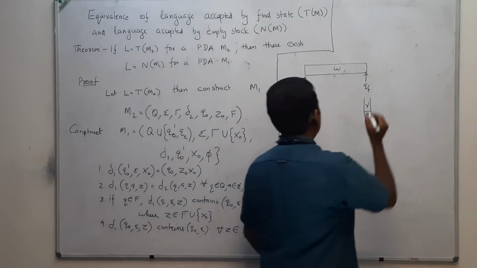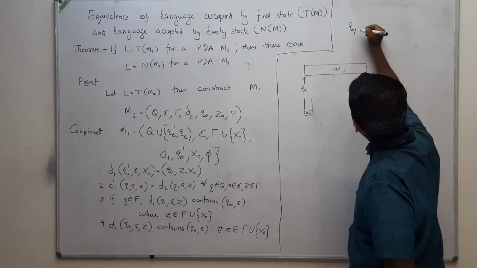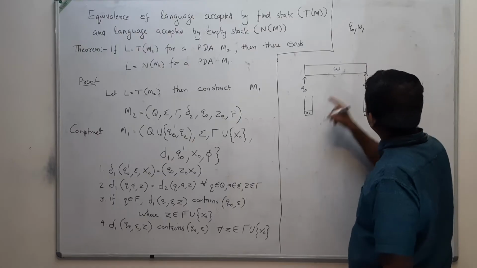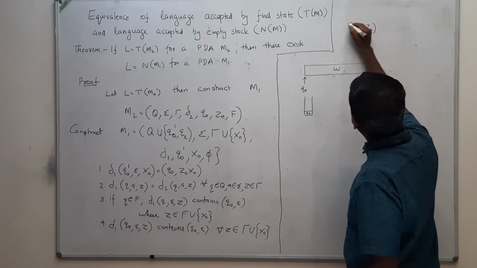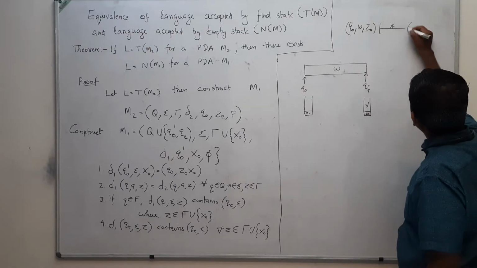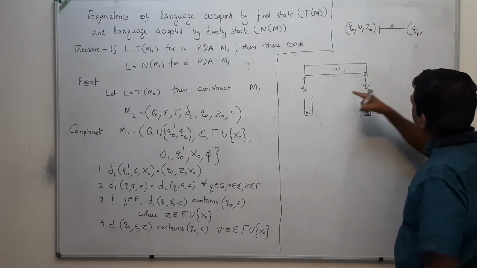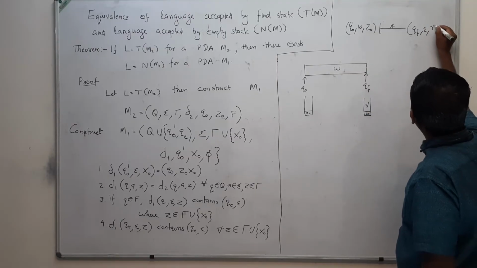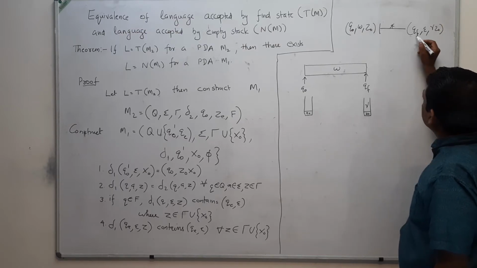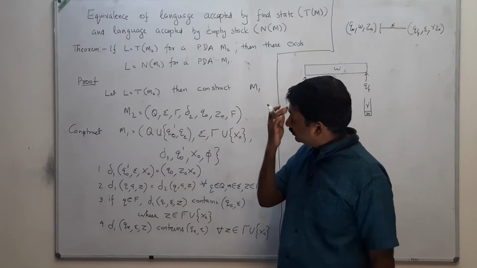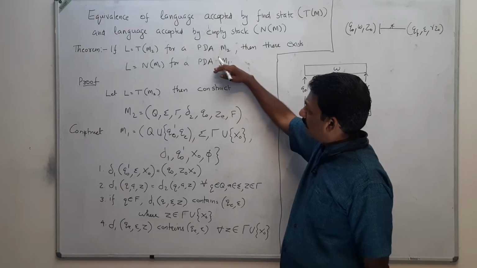That means initially you are in state Q0, the input is W, and the current top of the stack is Z0. In one or more steps it reaches a final state QF, all your inputs have been consumed, and we are not bothering about the content. Gamma is at 0, that means the stack is not empty and it reaches one of the final states. That is M1, language accepted by final state.